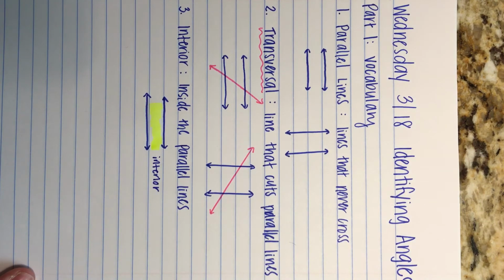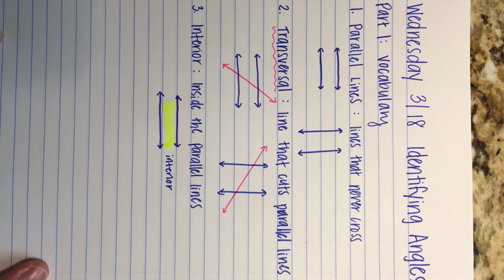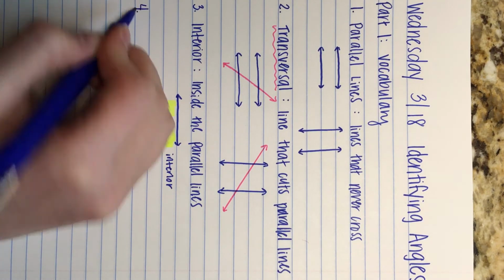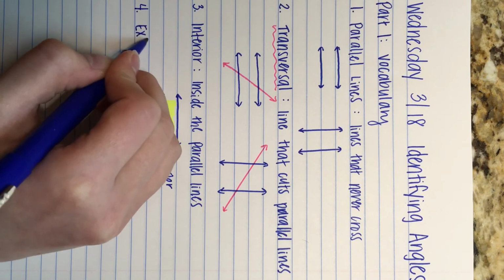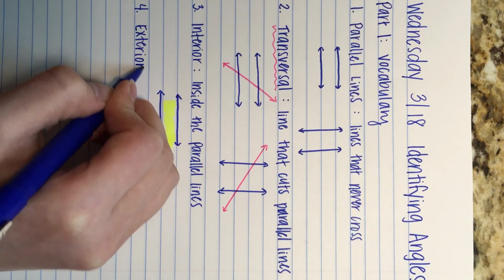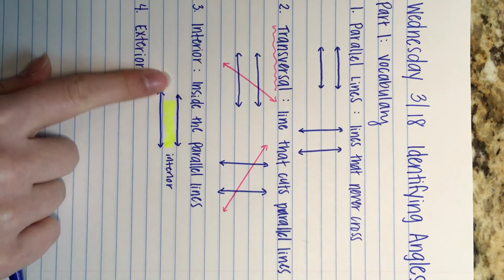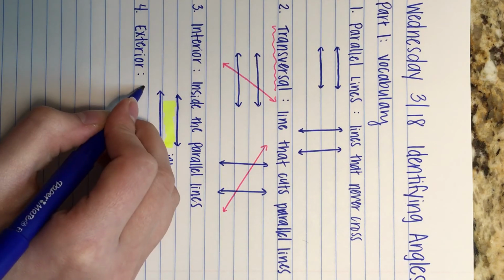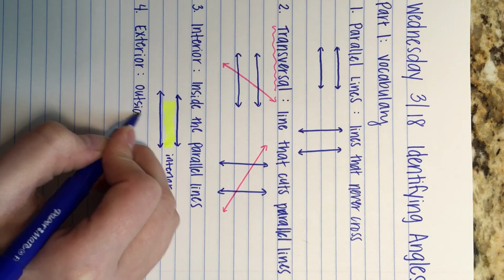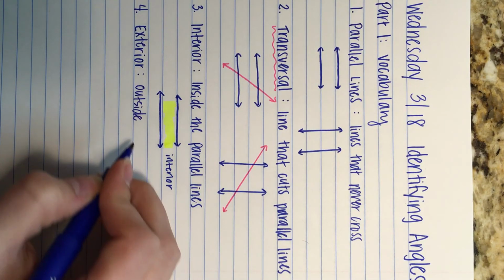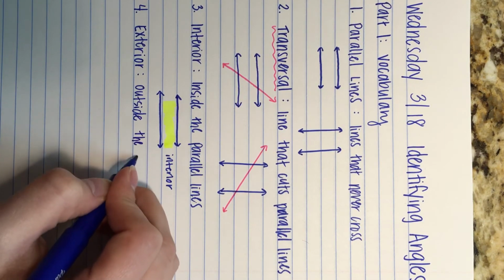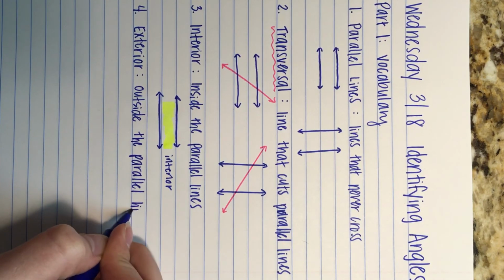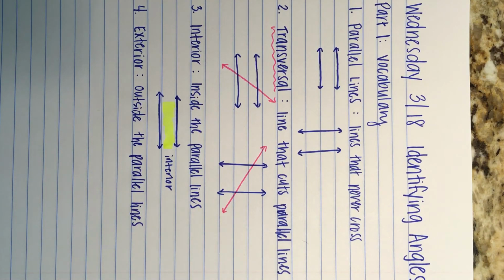Okay? So then maybe you've heard of this next word, but it's the opposite of interior, which is exterior. So if you know that interior is talking about inside, what do you think exterior is going to be? Outside. And it can be on either side. So exterior is outside the parallel lines.